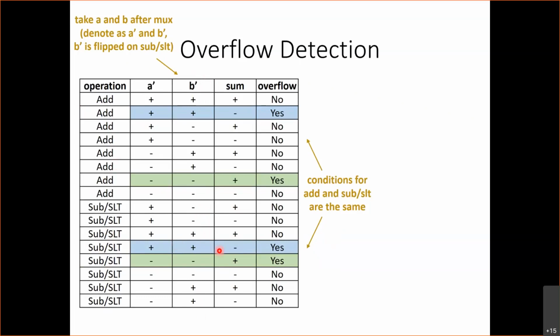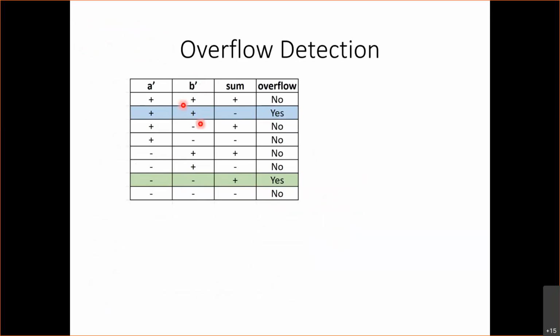Because here you'll notice that if B prime is positive and A prime is positive, then I have a positive plus a positive is a negative, that's overflow. And if B prime is negative and A prime is negative, I have negative plus negative is positive. So that's an indication that I have overflow. So you'll notice that the conditions for subtract and set on less than and for add are the same if I look at B prime, in other words, if I look at B after the multiplexer. So here I actually don't need all these conditions to design my overflow circuit. If I look at B prime, I only need to be concerned with A prime and B prime, because then I'm always going to be doing addition.